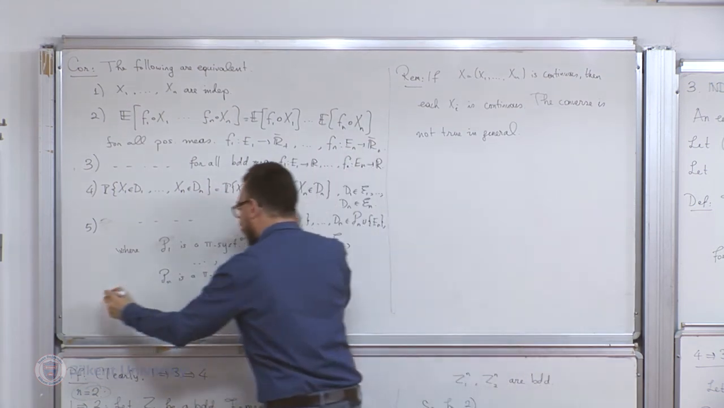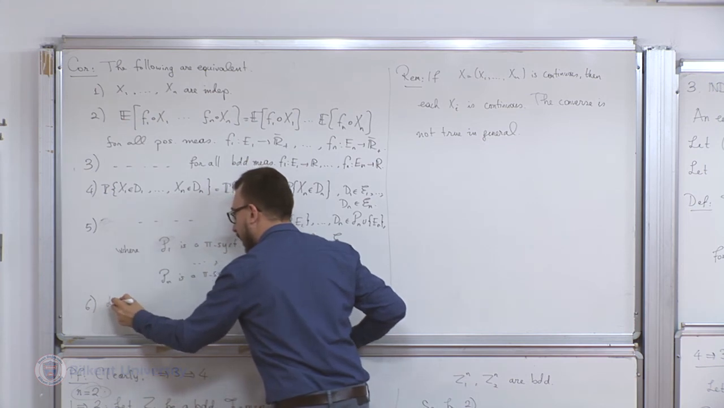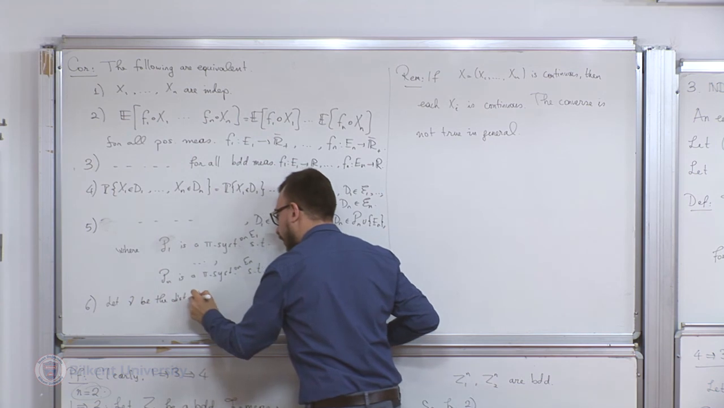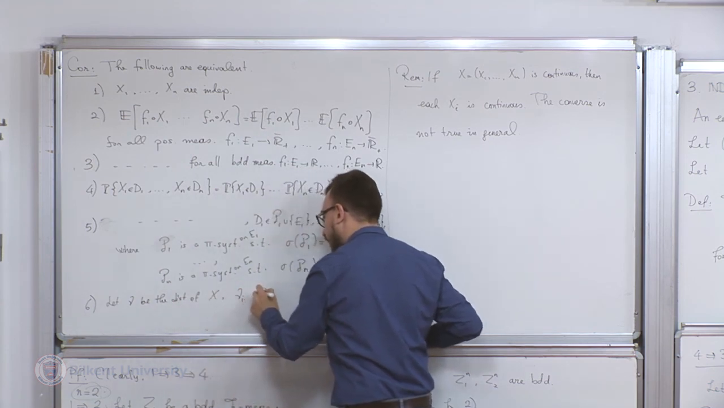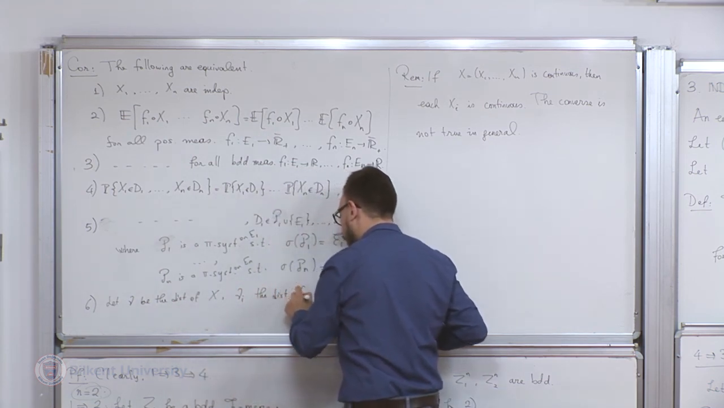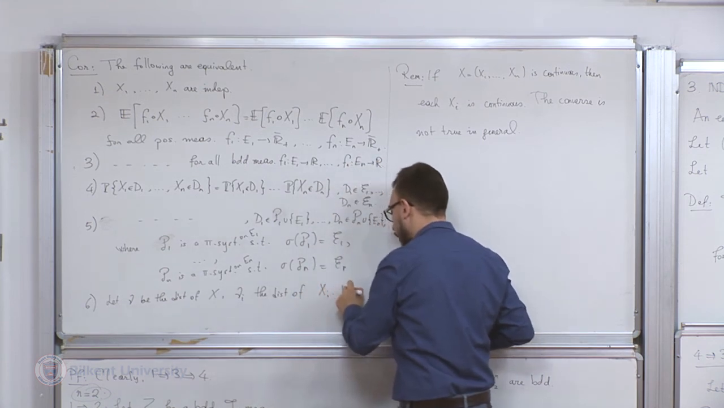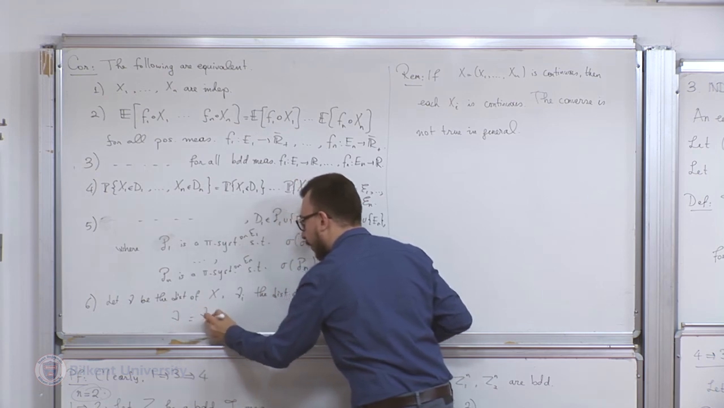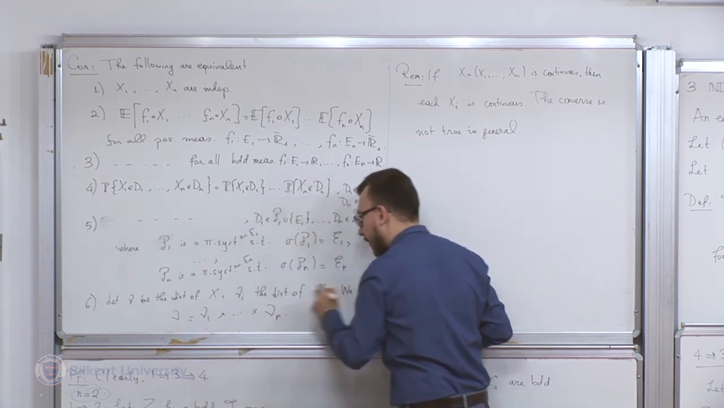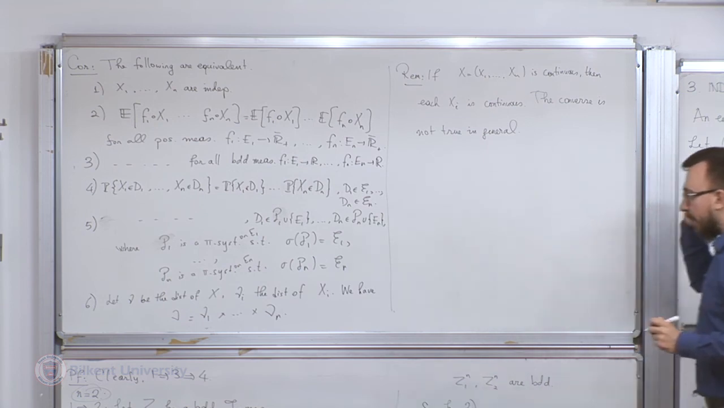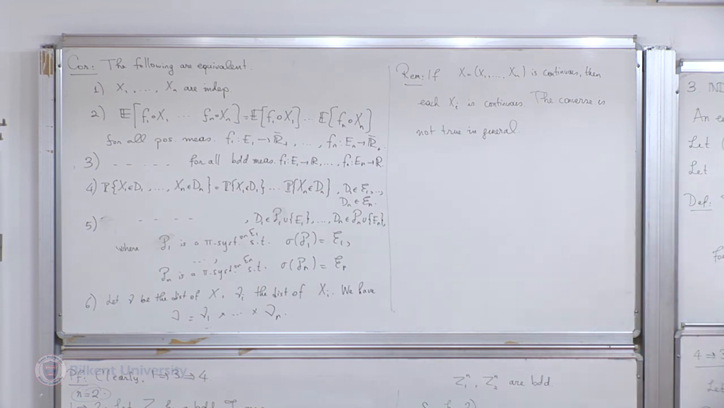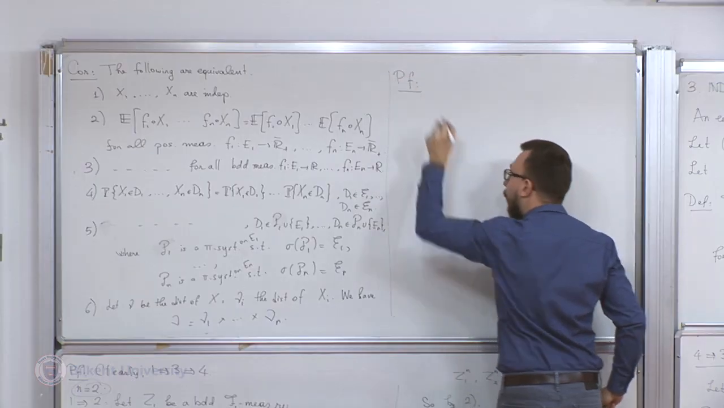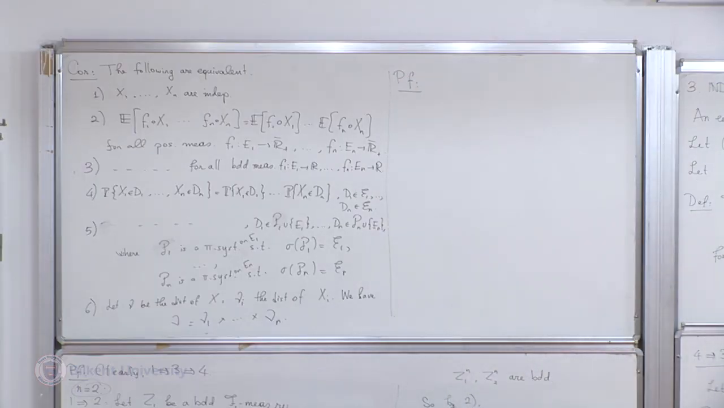And a final thing, so let nu be the distribution of x and nu i the distribution of xi. So this statement says we have nu is the product of nu 1 to nu n. Okay? So the proof is very simple once you remember an important fact.